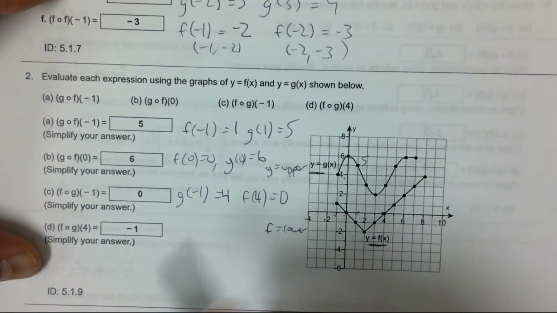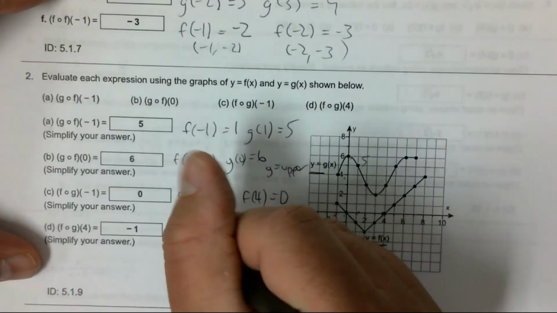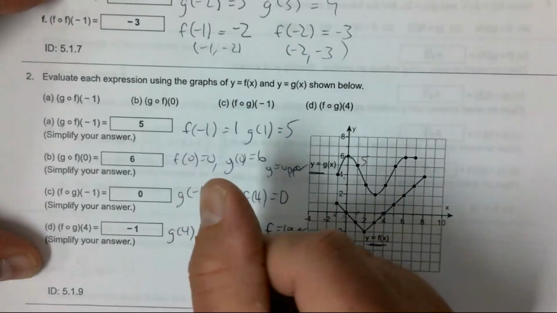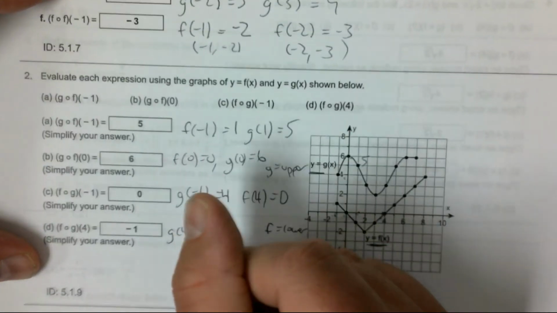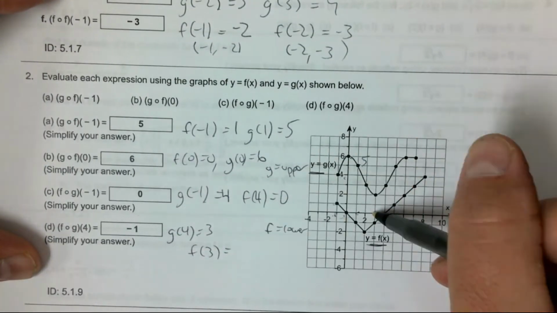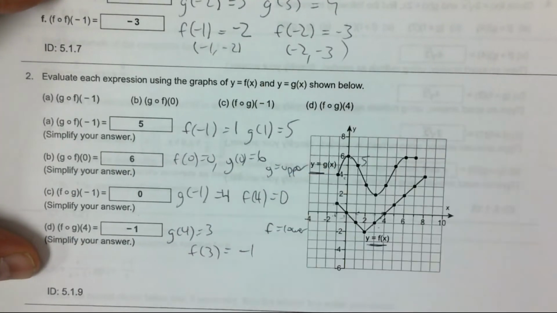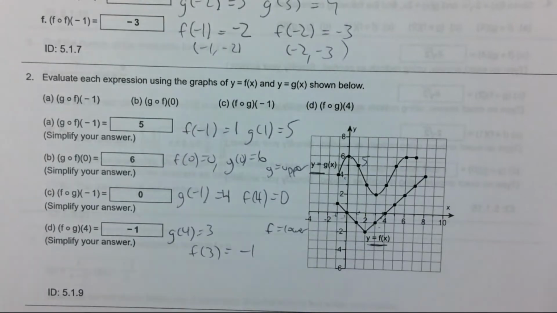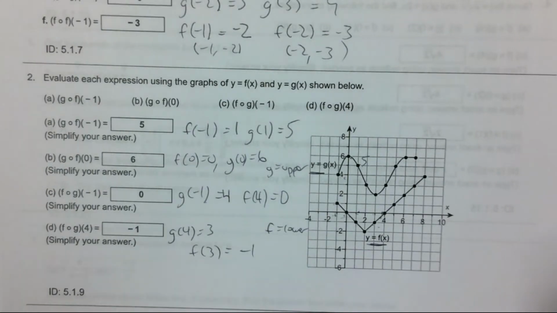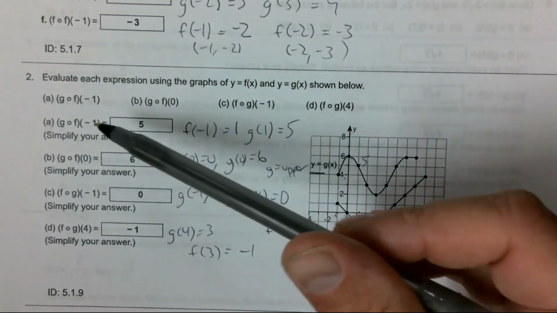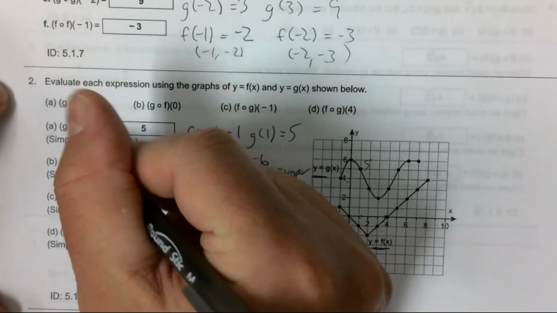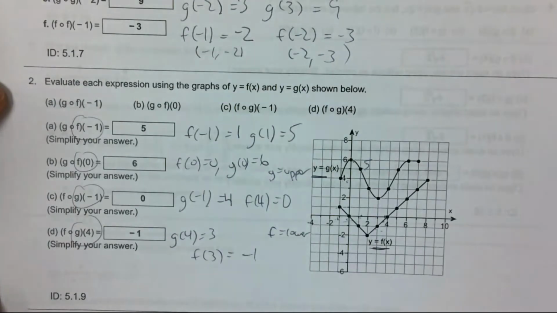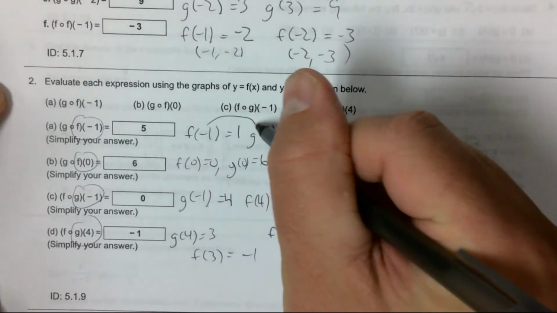And on this one, we do g of 4. So we go to 4, go to g, which is 3. And then we do f of 3, and that's -1. So that's basically how those work. I know you'll need to go at your own pace at that, but the idea is do the insides first, get an answer, and then put that answer into the next function.